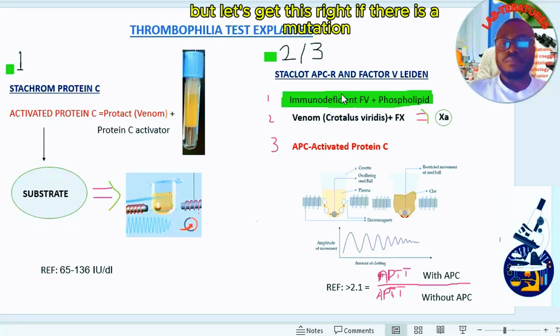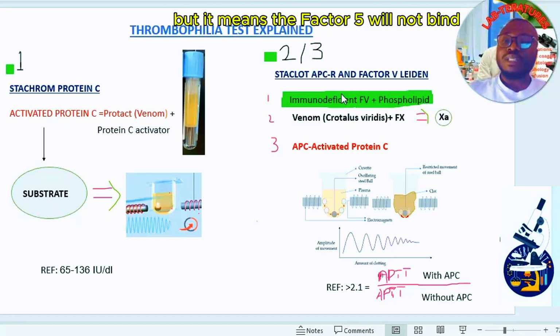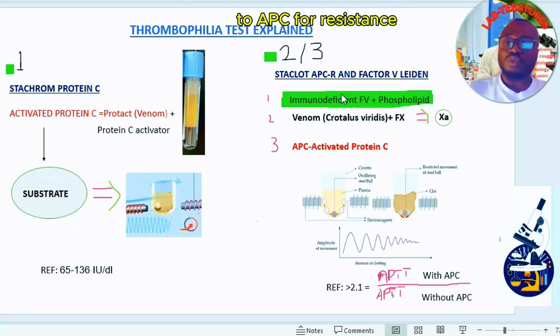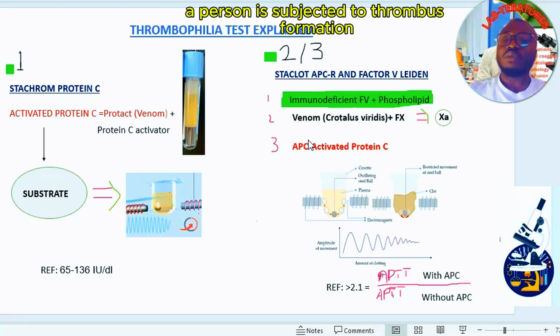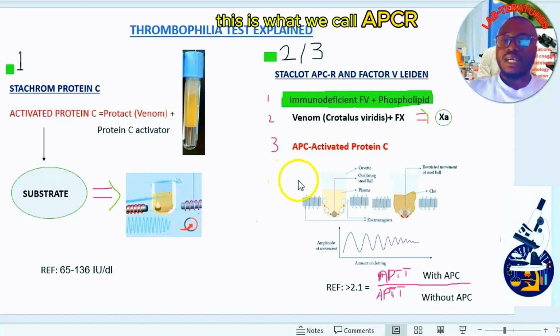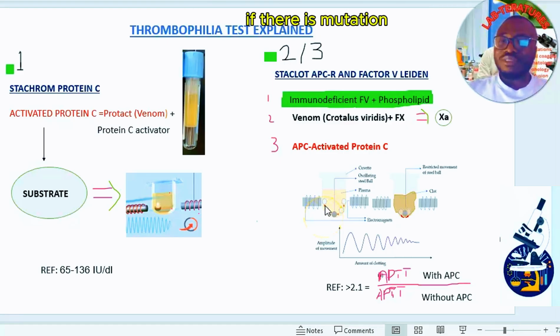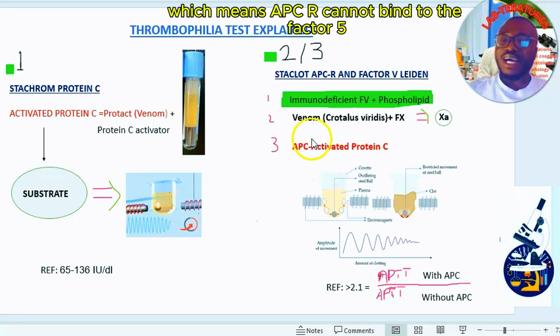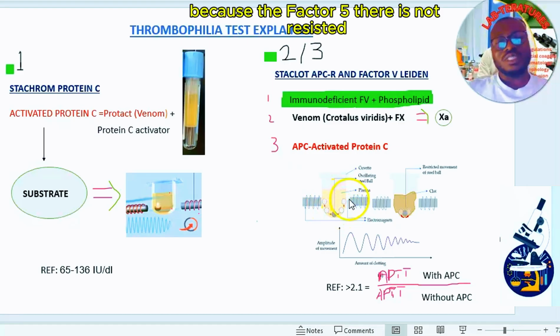But let's get this right. If there is a mutation, it doesn't mean the factor V will be non-functional, but it means the factor V will not bind to APC for resistance, and therefore a clot will continue to be formed. A person is subjected to thrombus formation or clot formation without resistance. This is what we call APCR. And to interpret the results, if there is mutation, which means APC cannot bind to the factor V, what happens? A clot will quickly form because the factor V there is not resisted.